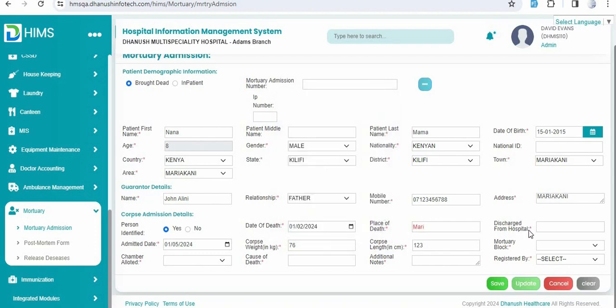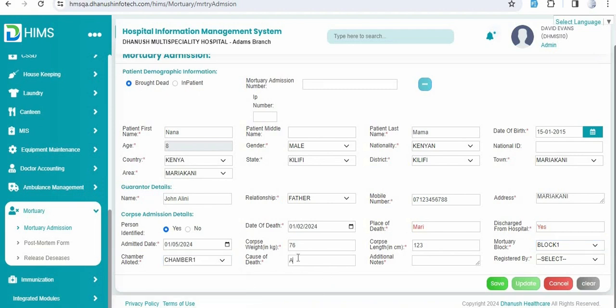They also have to indicate whether the person was discharged from the hospital. They then have to indicate the date the corpse was admitted to the mortuary. Then they have to fill in the weight of the corpse and then the length of the corpse. Next, they have to select the mortuary block which the corpse was admitted to. Then they have to select the chamber.